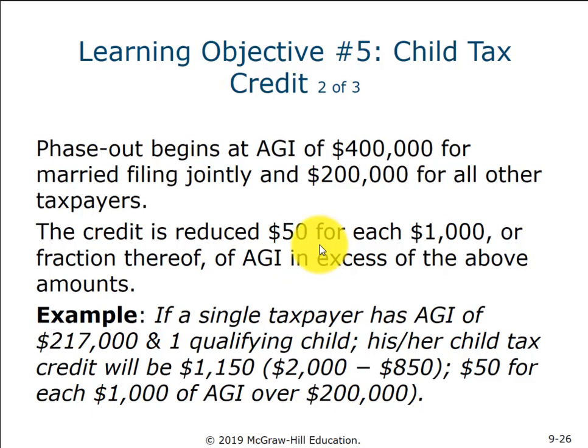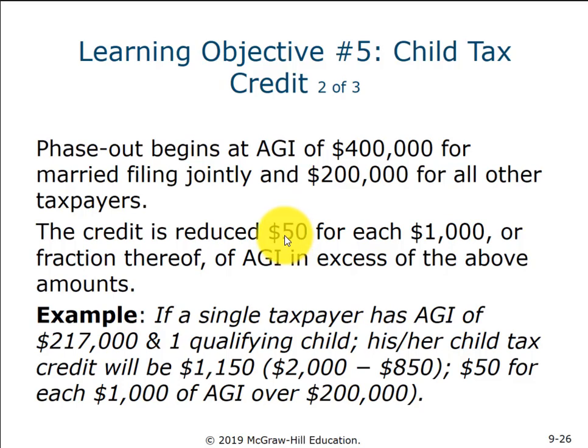Notice that it's not a range. So this is a different kind of phase out than we looked at with the other credits. It's $50 for every $1,000, or fraction thereof, in excess of the 400,000. So you go over your 400,000 AGI, you take the amount you're over, divide it by 1,000, round up no matter what the number is, and then multiply it by $50, and that's how much your tax credit is reduced. So you subtract that amount from whatever you came up with.